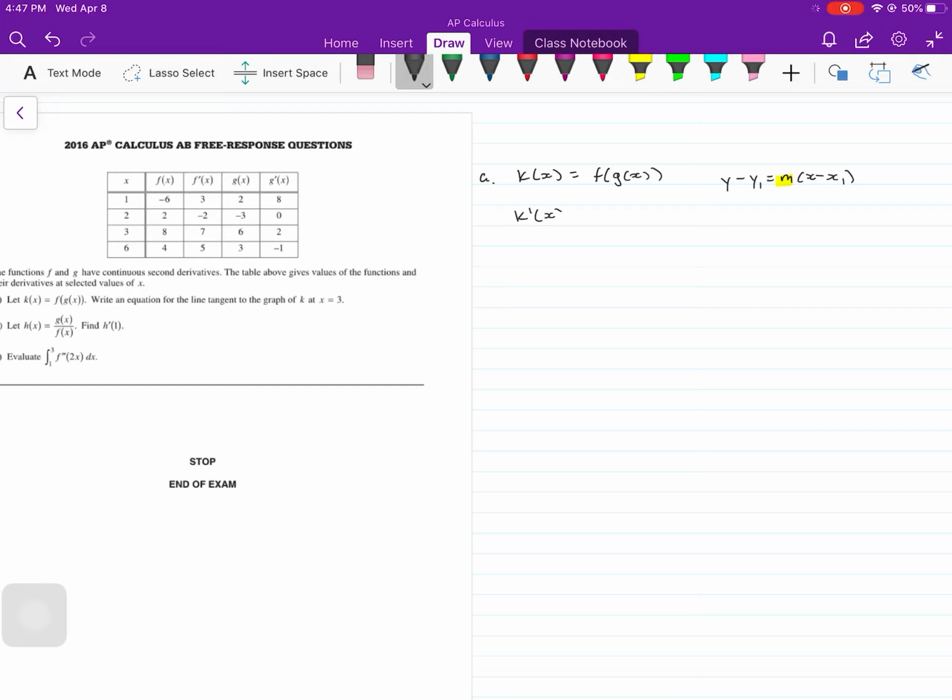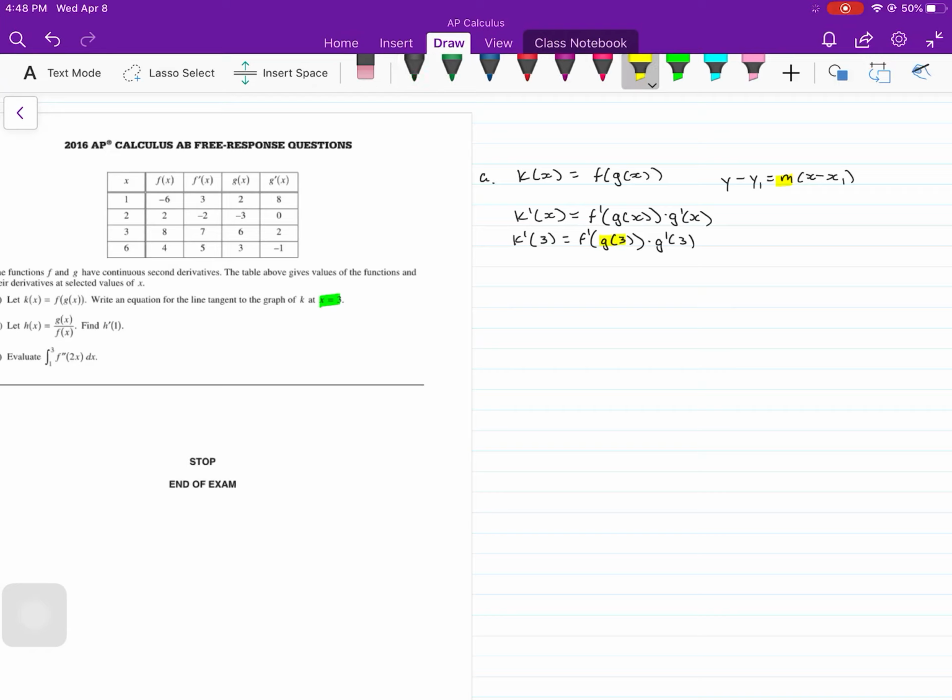Let's do k prime. So k prime of x equals, and we got to do the chain rule, f prime of g of x times g prime of x. Well, we want this at x equals 3, don't we? So I'm going to go ahead and plug a 3 in. So k prime of 3 equals f prime of g of 3 times g prime of 3.